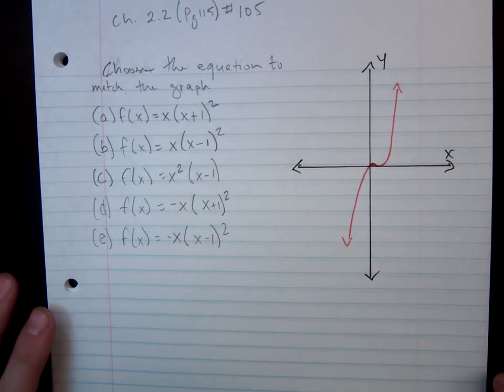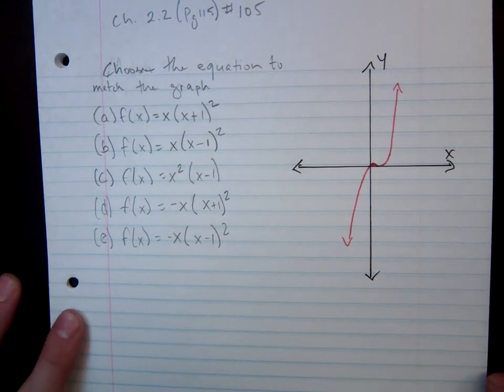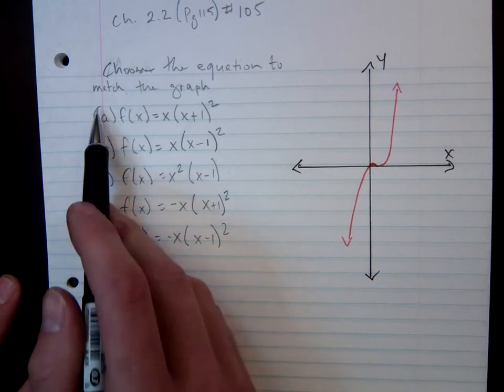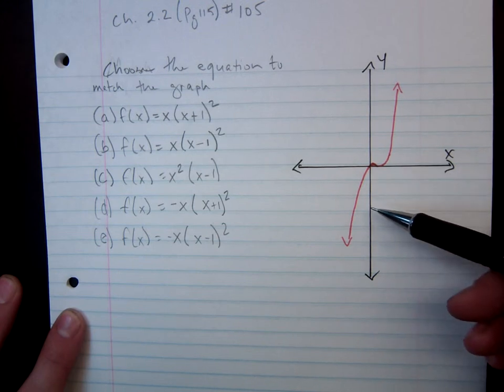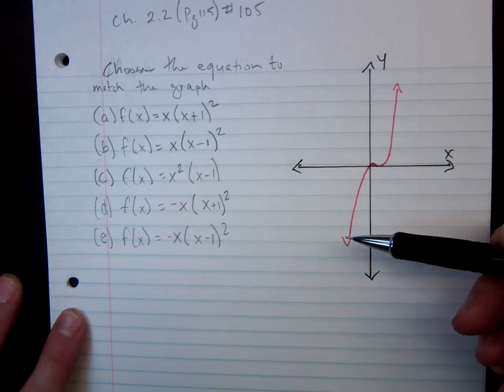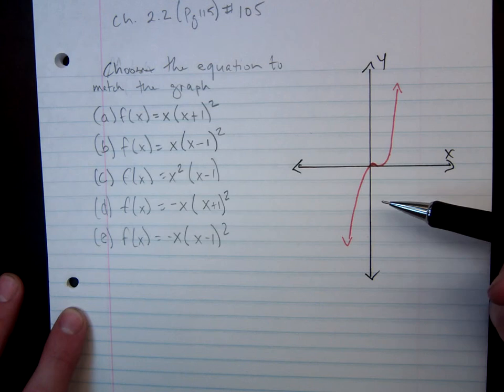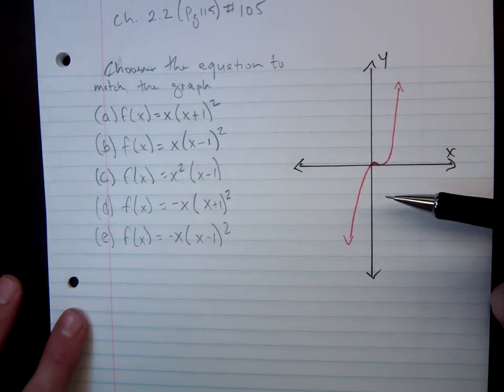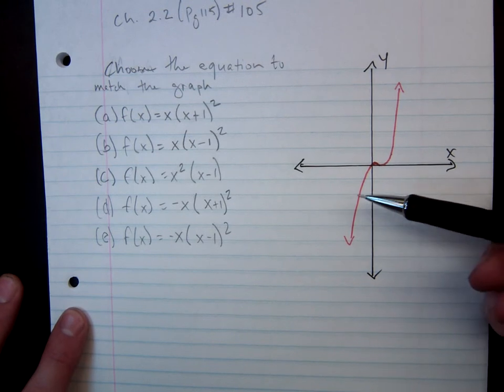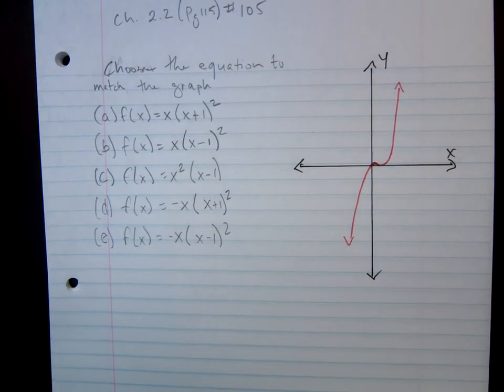Right, so here we have number 105 from chapter 2.2. Here they give you 5 different options for equations that could represent the graph here on the right. And you are asked to eliminate those, to pick those that could represent the graph.